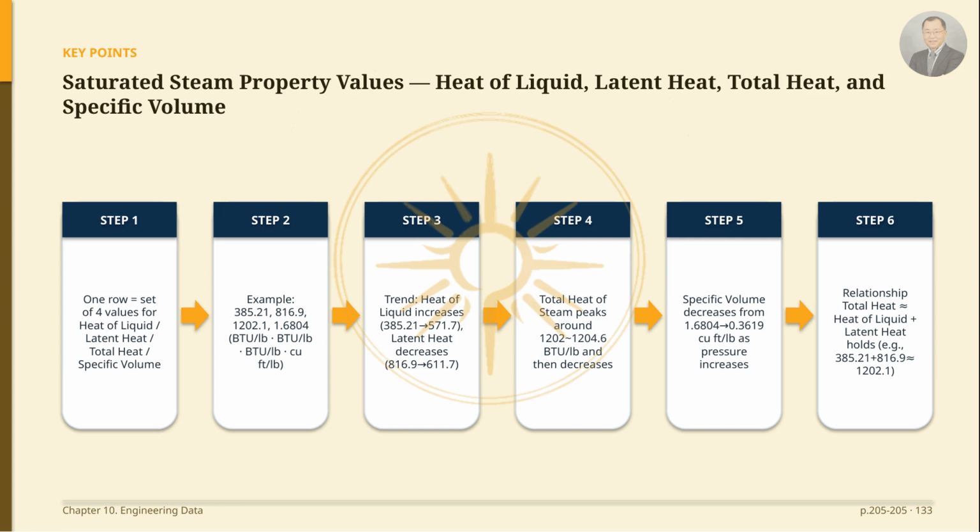385.21 to 571.7, while conversely, the latent heat decreases from 816.9 to 611.7. The total heat of steam rises from around 1,202 to 1,204.6 and then drops again, because the decrease in latent heat outweighs the increase in liquid heat. Specific volume decreases significantly from 1.6804 to 0.3619 as pressure increases. You can confirm in every row that the total heat is nearly equal to the sum of the heat of liquid and the latent heat.